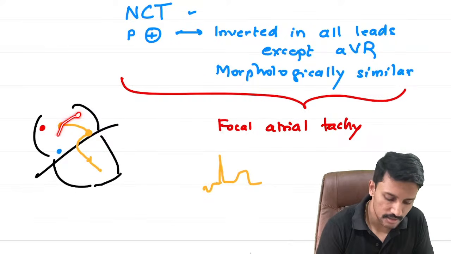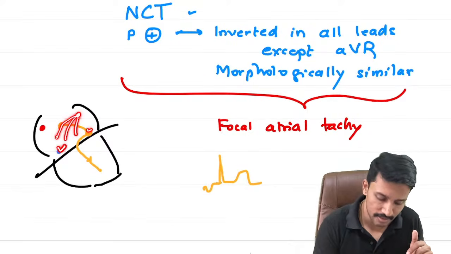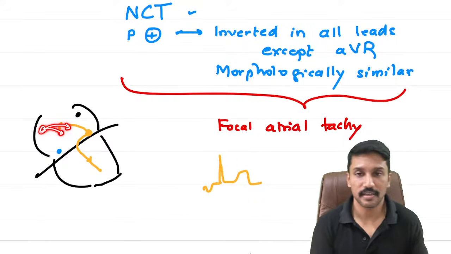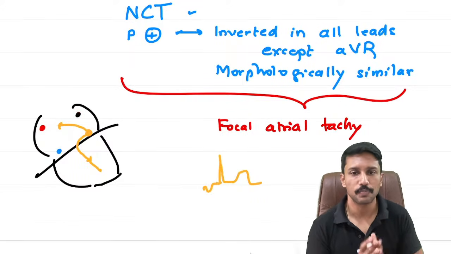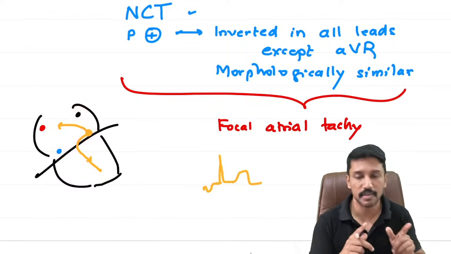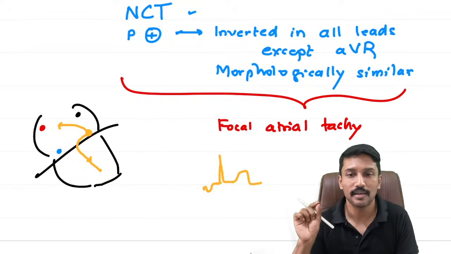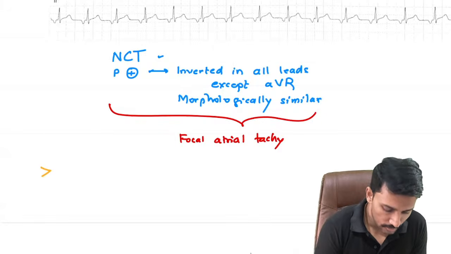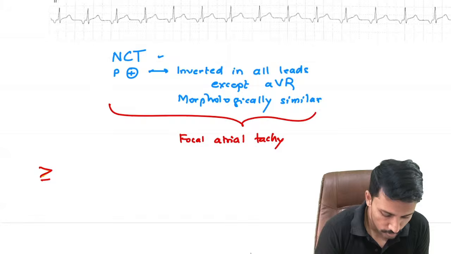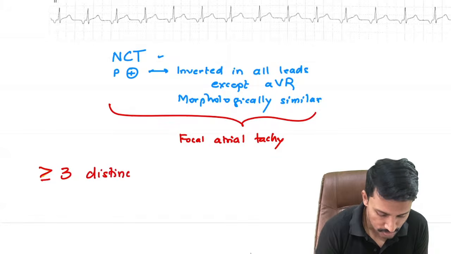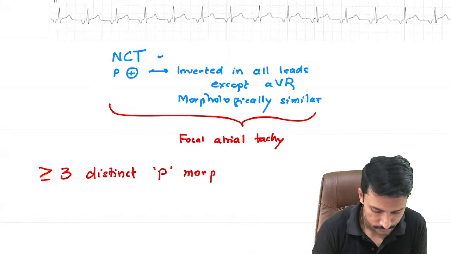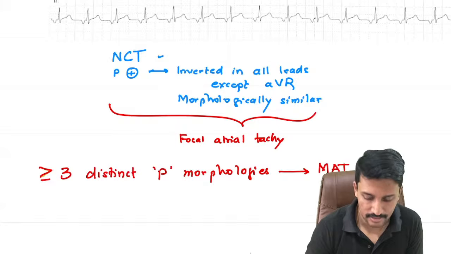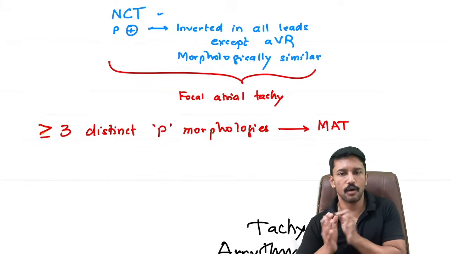The third time this pacemaker generates the impulse. So will it look like the impulse generated by the earlier two pacemakers? No. Fourth time maybe the normal sinus node generates the impulse. Will it look like the other three P waves? No. So if I have more than one focus of pacemakers in the atria, then my P waves will start looking different. So in any ECG, if I find three or more distinct P wave morphologies in a narrow complex tachyarrhythmia, then we will call that ECG as having multifocal atrial tachycardia, or MAT.